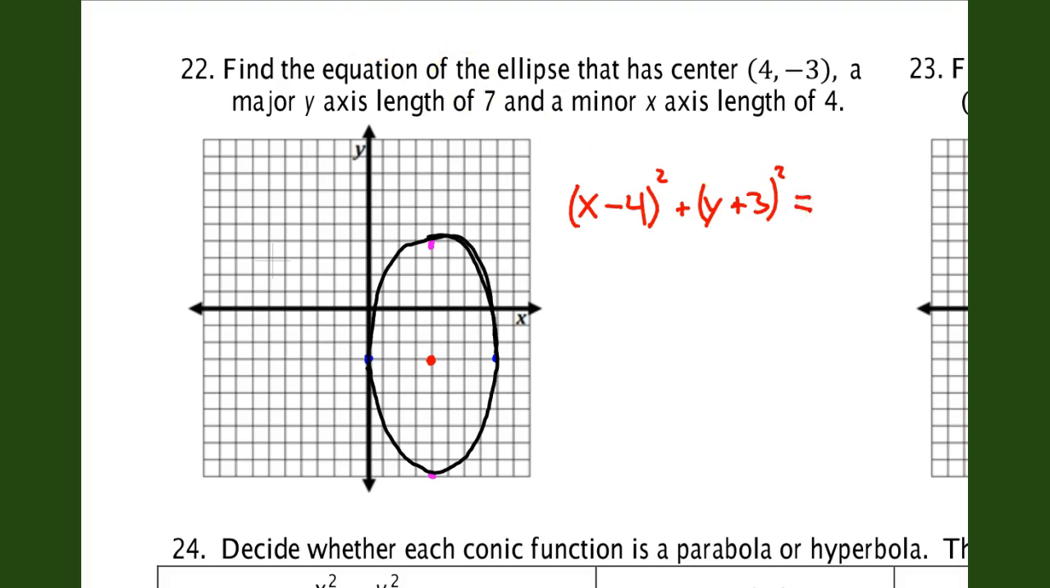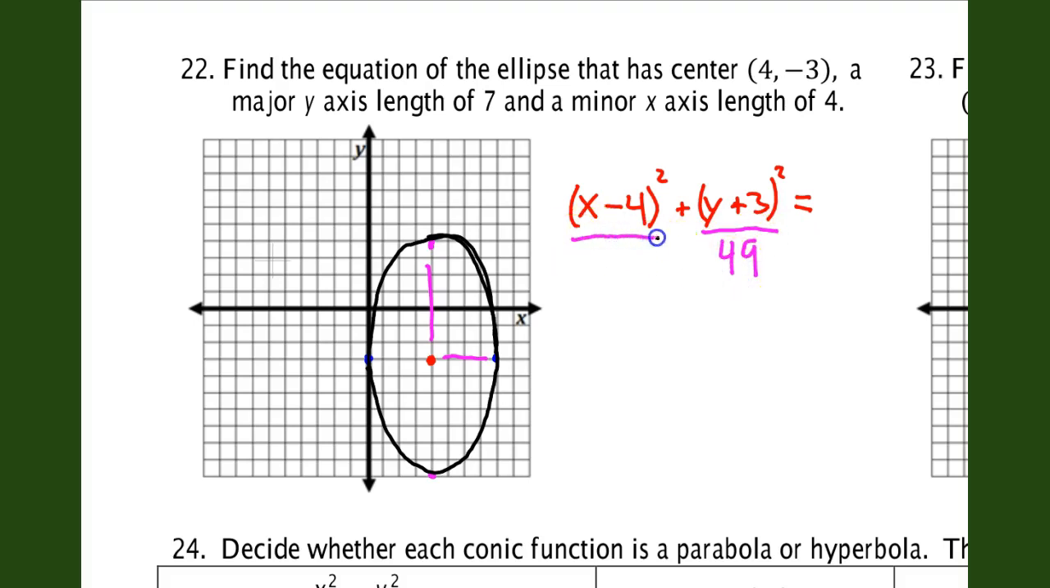Okay. What's different is that it's not going to be equal to the radius because we have a different value going this direction than we do going this direction. So we actually write it underneath that particular variable. So in the y direction, we're going 7 this direction and 7 this direction. So it's 7 squared underneath. So we'll have 49 underneath the y.